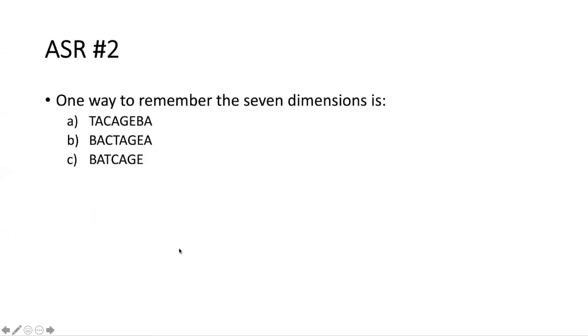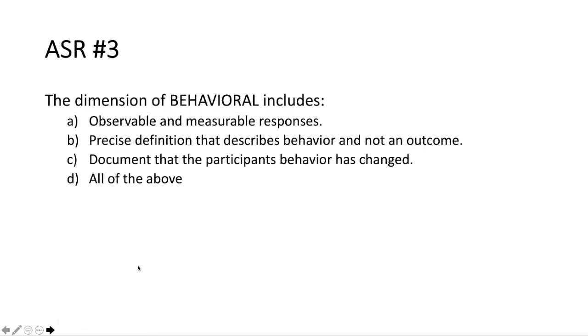ASR number 2. One way to remember the 7 dimensions is A, B, or C. And the correct answer here is C. ASR number 3. The dimension of behavioral includes A, observable and measurable responses, B, precise definitions that describes behavior, not an outcome, C, document that the participant behavior has changed, D, all of the above. And the correct answer here is D.